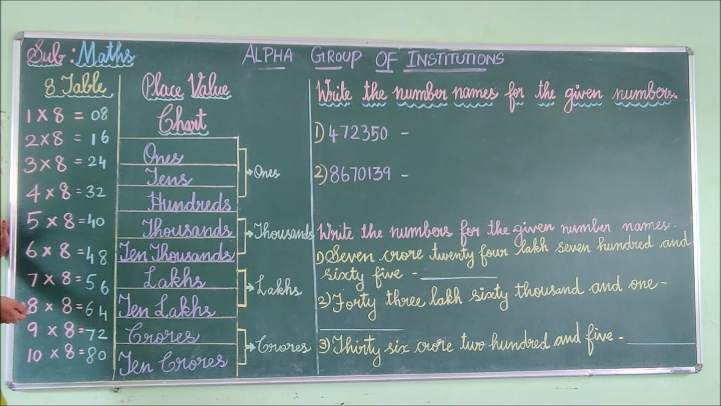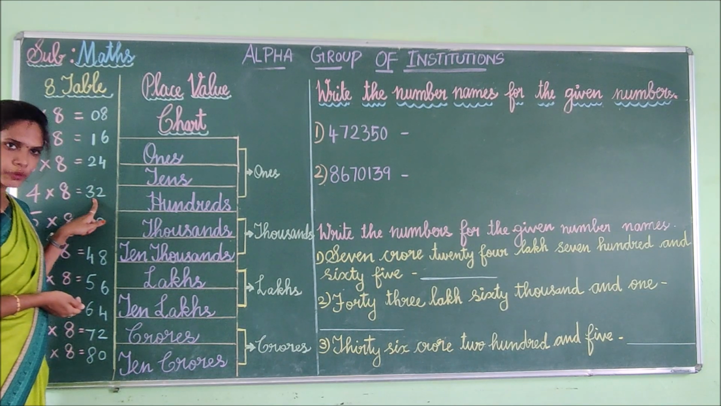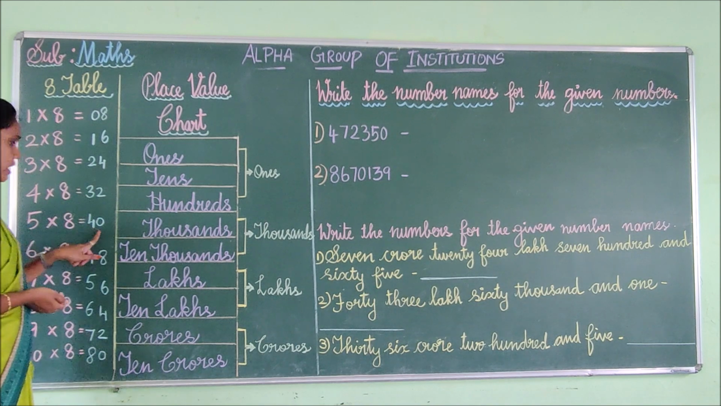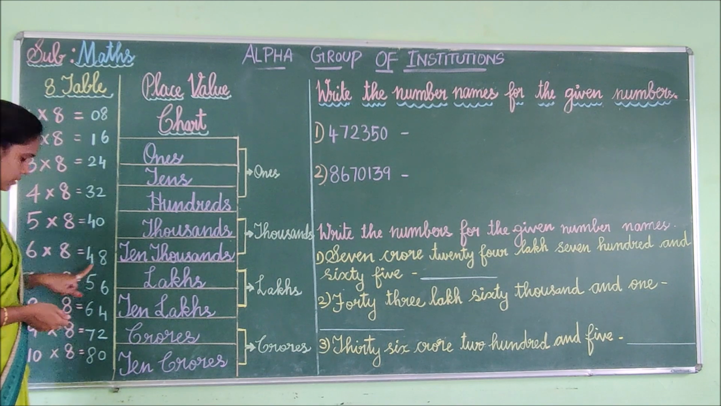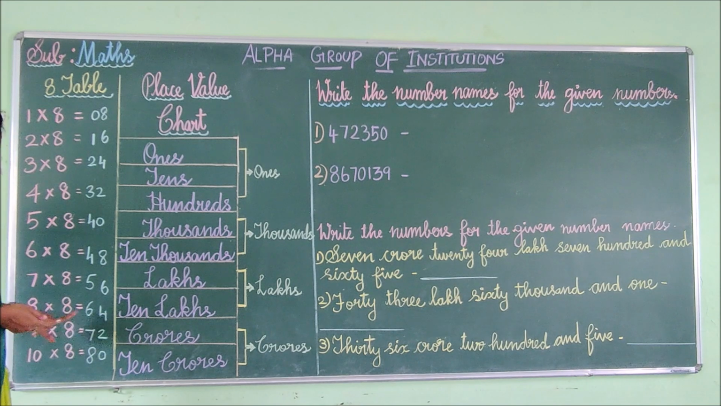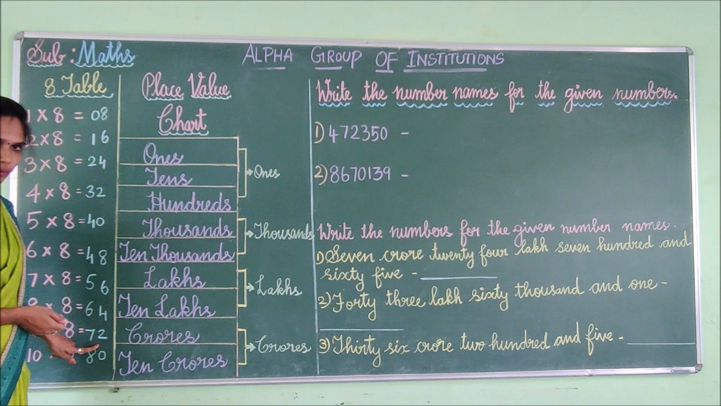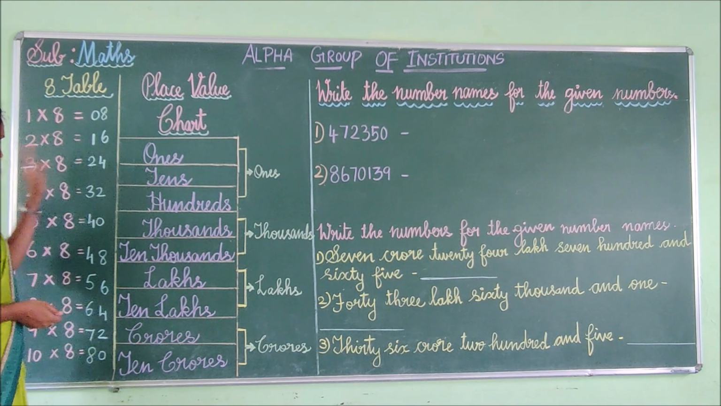Shall we learn the 8 table now? See, 1 8 is 8. 2 8s are 16. 3 8s are 24. 4 8s are 32. 5 8s are 40. 6 8s are 48. 7 8s are 56. 8 8s are 64. 9 8s are 72. 10 8s are 80. Okay children, so this is the 8 table.